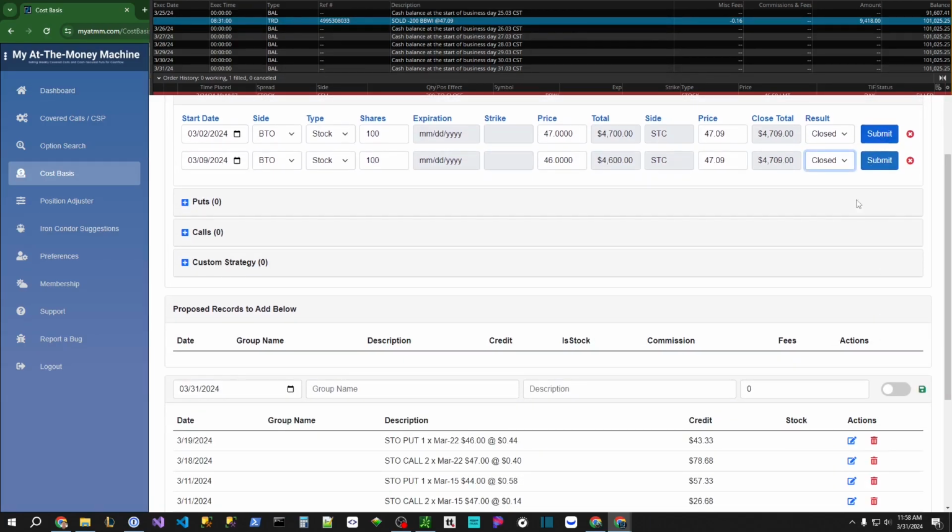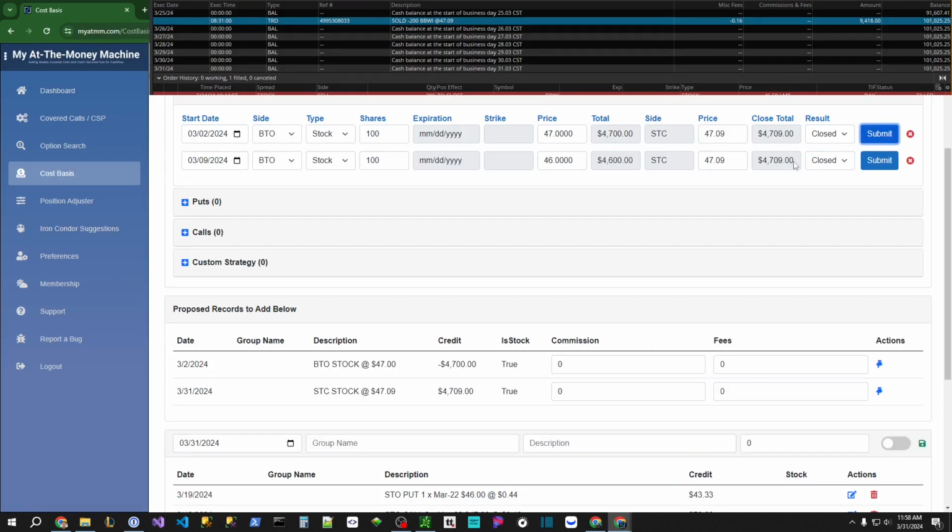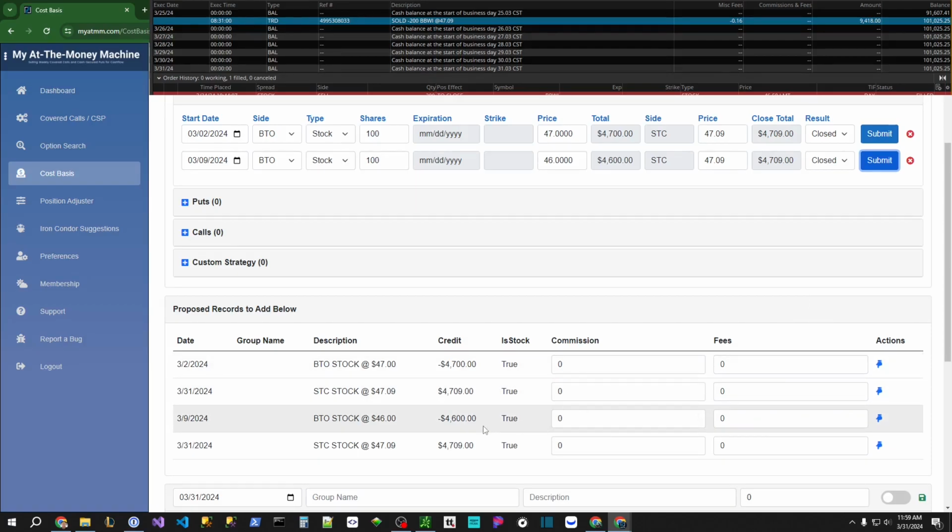After we click submit, this should create the proposed records for us. So click submit. There we go. It puts the buy and the close transactions there. And let's go ahead and do the second one. And there we go. All right.